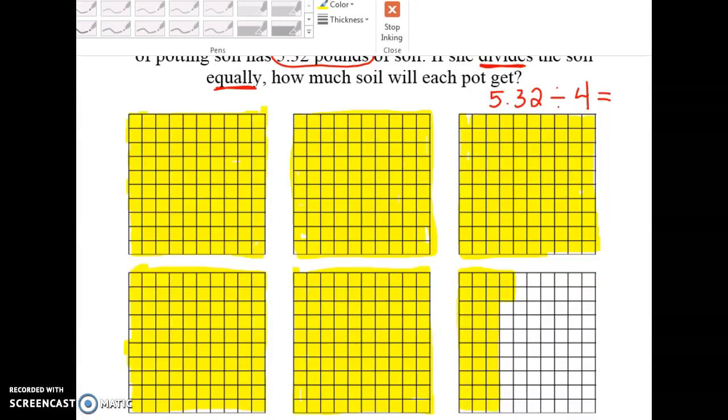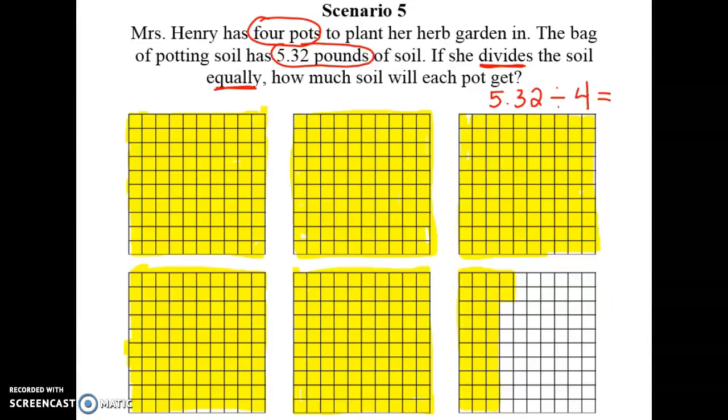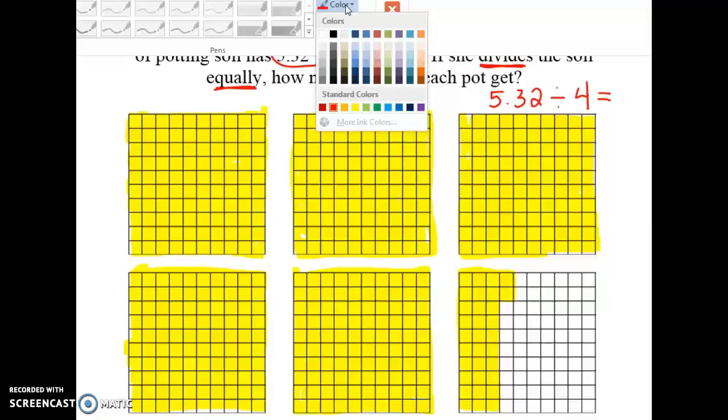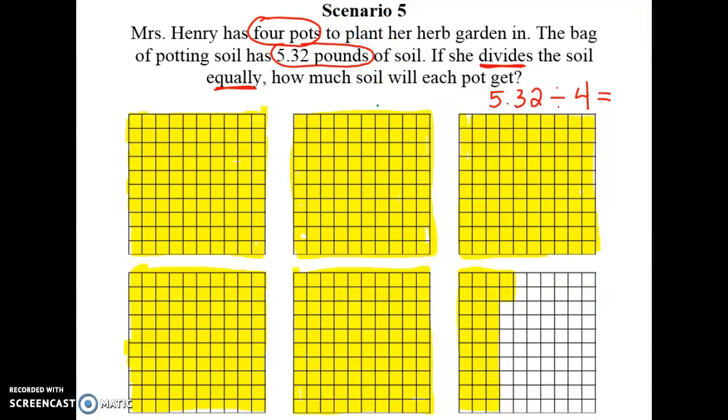All right. Now, one thing that I notice is that I'm dividing by 4. But I happen to see that I have more than 4 whole boxes. Does everybody see that? You have more than 4 whole boxes. So can I go ahead and give one of the potted plants a whole pound of soil to start off with? Sure. So I'm going to go ahead and write my numbers. There's the first pot. There's the second one. There's the third one. And there's the fourth one.